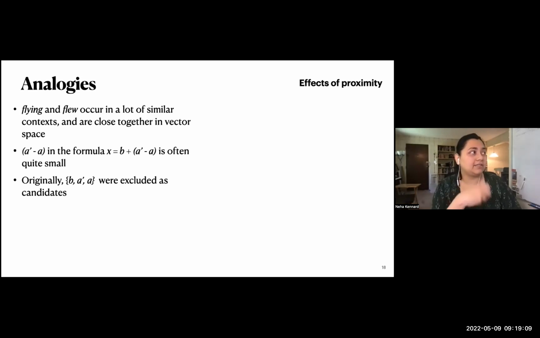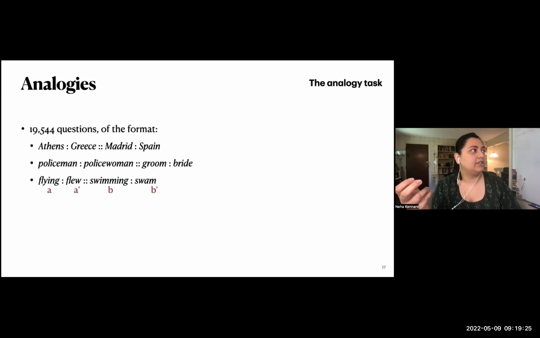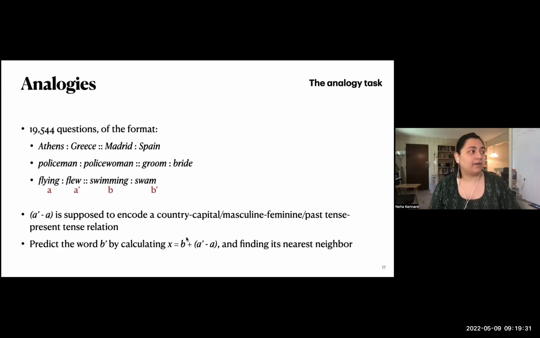And the reason this wasn't particularly noticed at the start was that the way results were calculated excluded B, A prime, and A as candidates. But it turns out that the word B, such as swimming, is often actually the closest neighbor of B plus A prime minus A, because A prime minus A is so small.